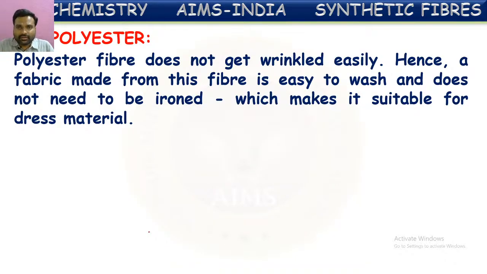If you use cotton or silk clothes, after using one or two times, if you wash them, they'll be folded here and there. To make them neat again, we have to iron every time. But the fabric made from polyester won't get wrinkles, even if you wash it a number of times. That is why it is preferred in making fabric, because there is no need for ironing every time, which makes it suitable for dress materials.